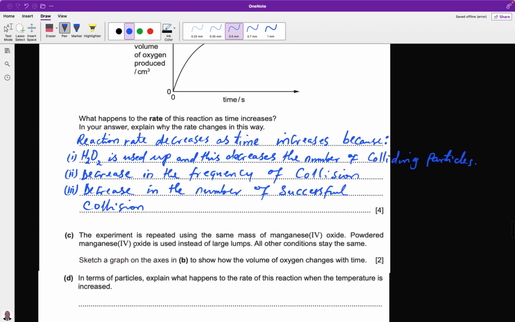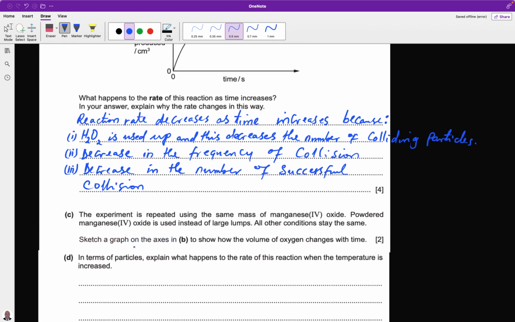Okay. The C part of it tells you the experiment is repeated using the same mass of manganese(IV) oxide. Powdered manganese(IV) oxide is used instead of large lumps. All other conditions stay the same. Sketch a graph on the axis in B to show how the volume of oxygen changes with time.